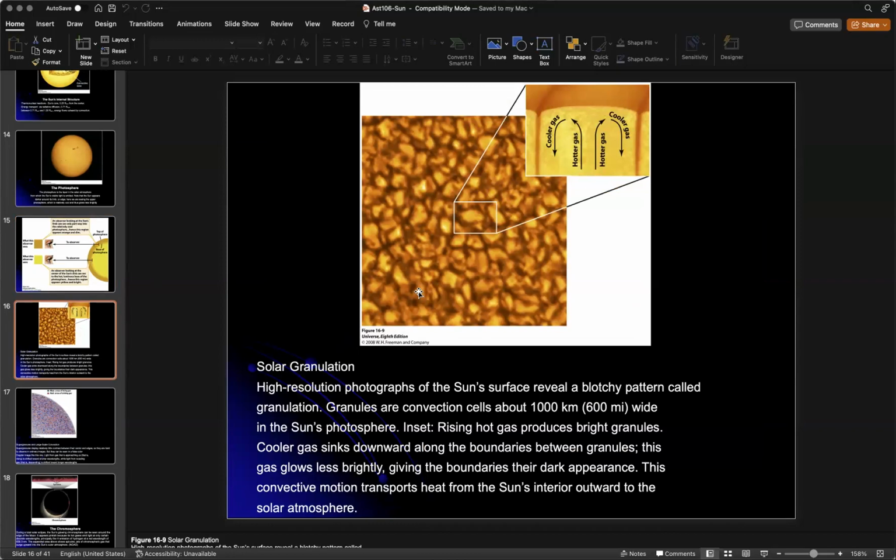The hotter plasma from inside rises up, and it is more light colored in the center, and then it cools down and starts sinking at the boundary, and therefore it forms the darker boundary. So these are called solar granules. These are about 1,000 kilometers wide. These can be seen optically with a powerful telescope.